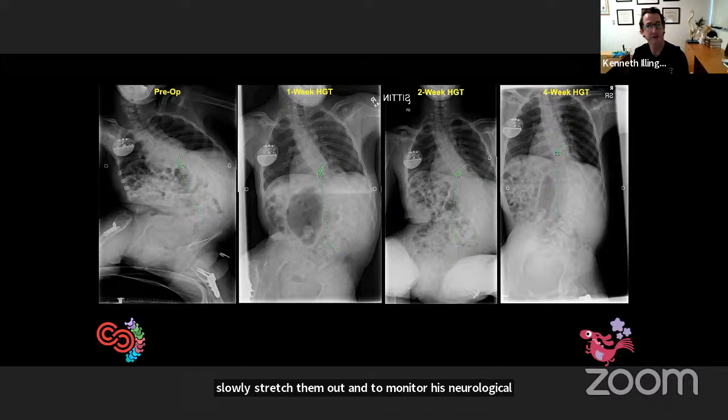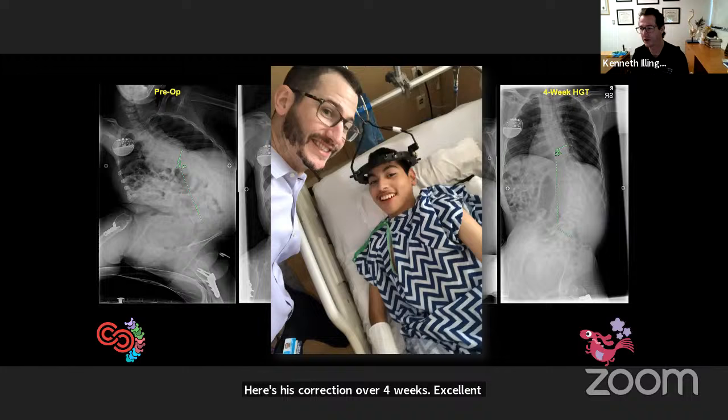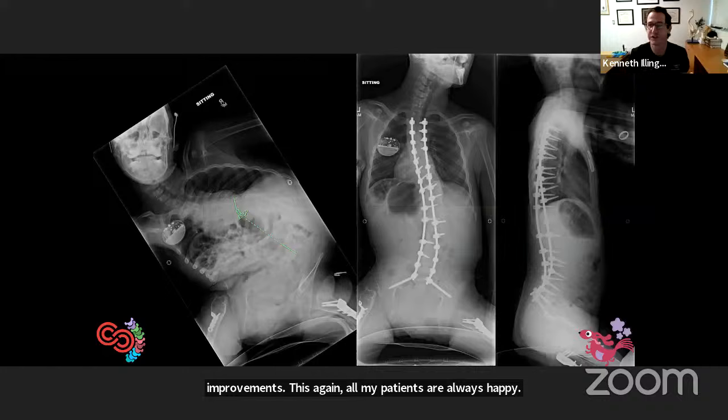This, again, all my patients are always happy. You can see how happy he is doing in his traction. And here's his correction with his spinal fusion to the pelvis at 2 years with excellent correction of his coronal and sagittal balance, no neurological injuries.